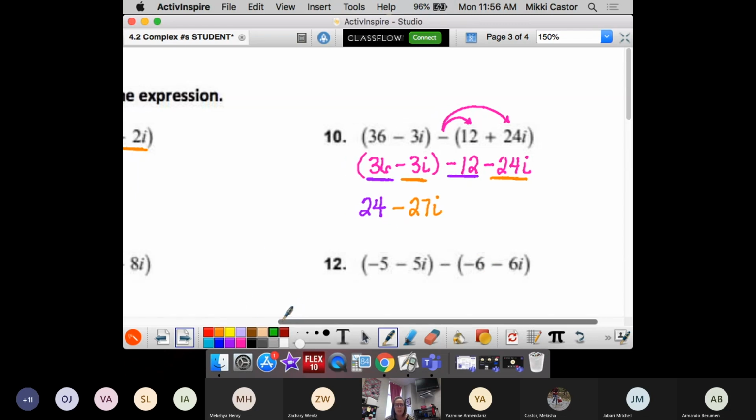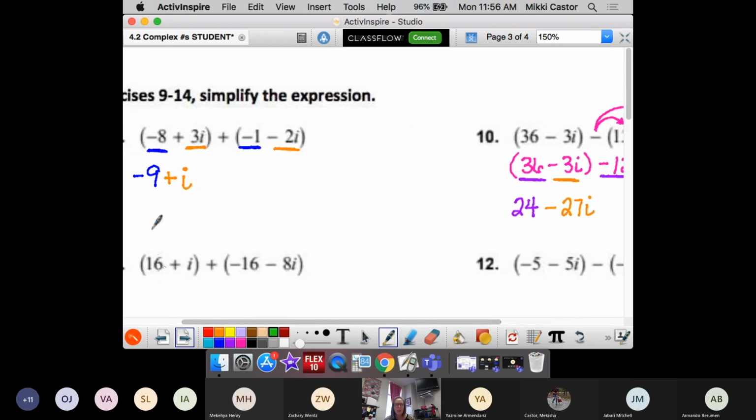Now notice I've written on both of these answers, the real number has come first, and then the imaginary number comes next. So your form should be a plus bi each time you write these answers. Again, this is the real number. This is the imaginary number. Okay, so it's kind of like proper English. That's the order that you want to put them in for it to be proper math.